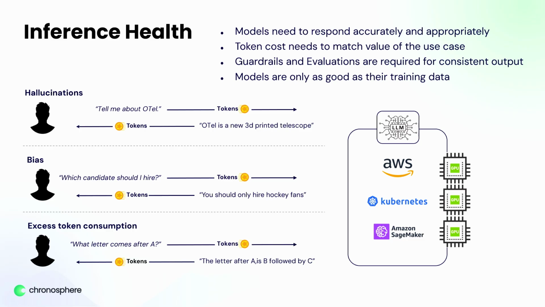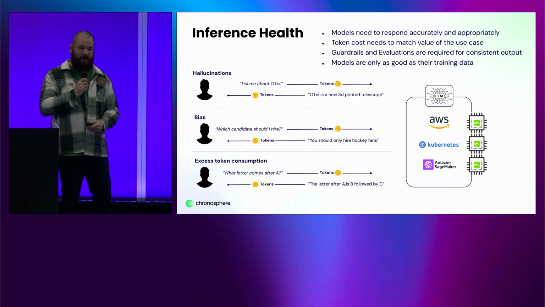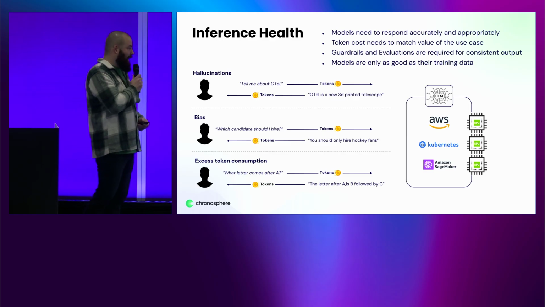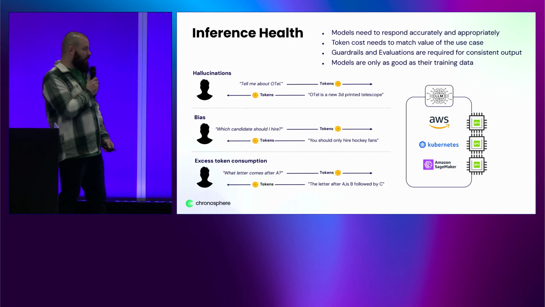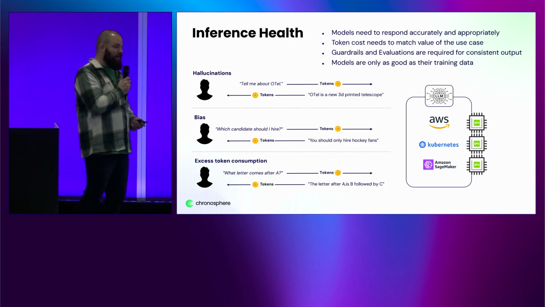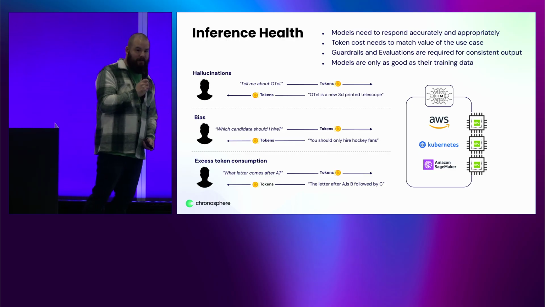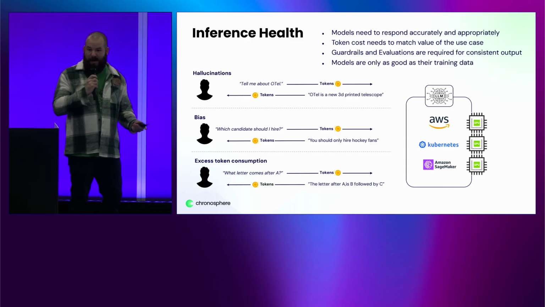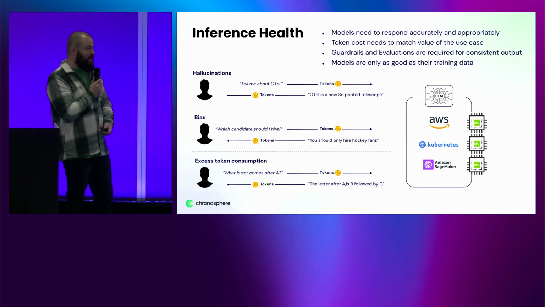Another one that can be even potentially more dangerous is if you have bias and you're starting to use inference in things like hiring workflows, agentic HR, right? And there's bias you're not aware of, which candidate should I hire? And it says you should only hire hockey fans. Maybe if you're hiring for a hockey coach or something like that, it makes sense. Otherwise, this could be really harmful.